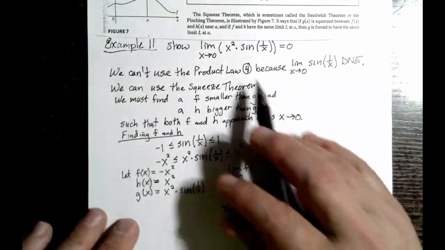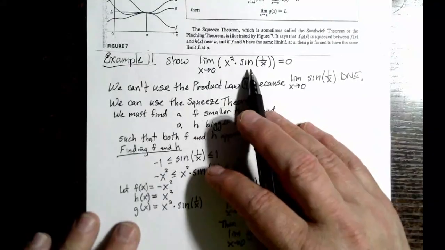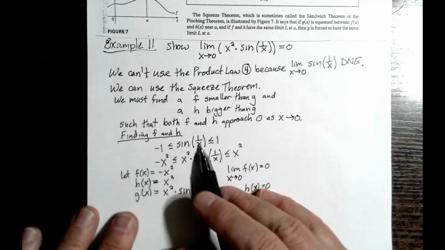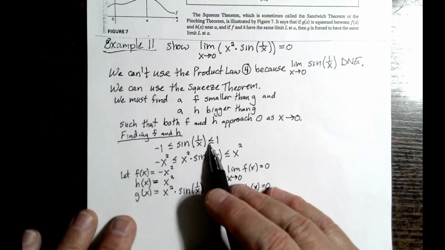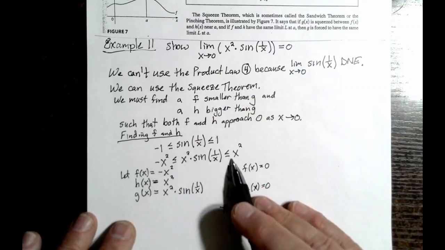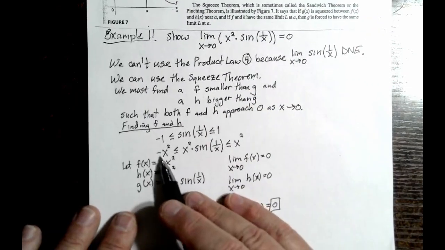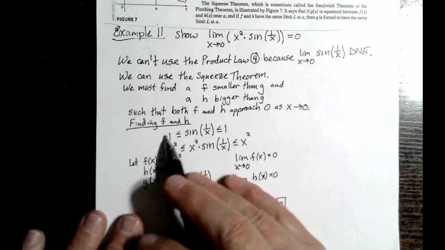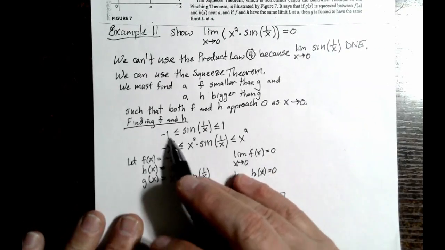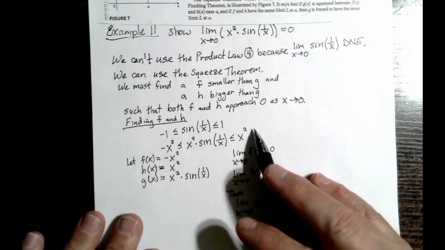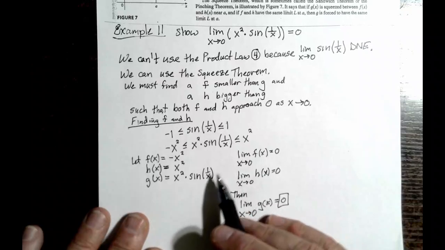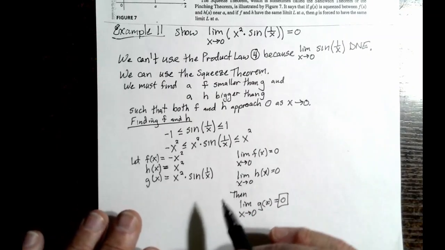Alright, so for this one here, x squared sine 1 over x, you start out with the second part here. You write out sine 1 over x. We know it varies between -1 and 1. And if we multiply everything by x squared, which we can do, we get this here. Now, here's your f, here's your g, here's your h. If you can get the limit of this guy and the limit of that guy, that hopefully equal the same value, then you'll know that the limit of g is also that same value.